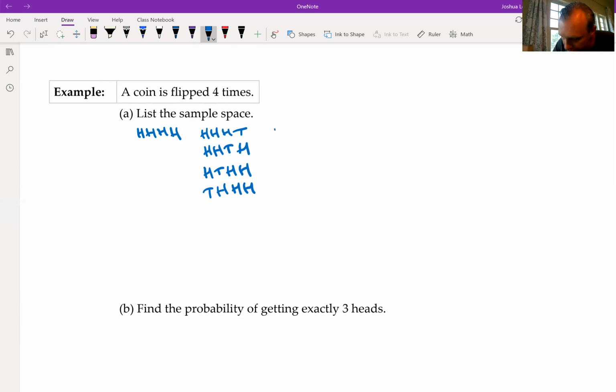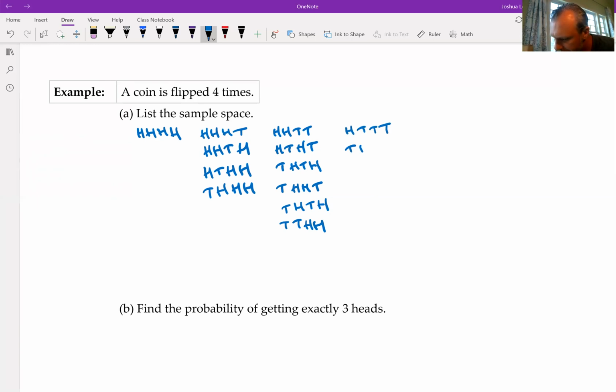All right, and we could get 2 heads. Heads, heads, tails, tails. Heads, tails, heads, tails. Tails, heads, tails, heads. Tails, heads, heads, tails. Or let's see, tails, tails, heads, heads. Did I get them all? I believe so. We can get 1 head. Heads, tails, tails, tails. And then we could get no heads.